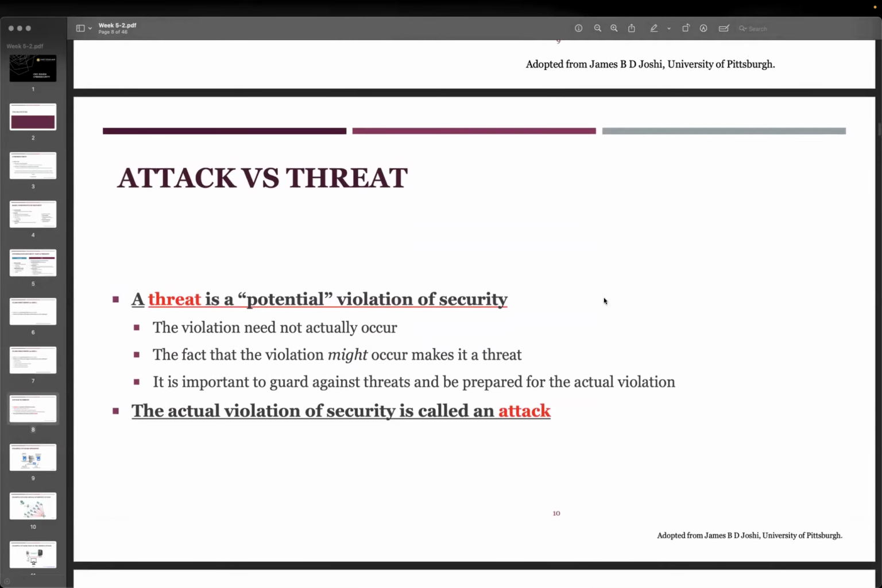Now let's dive into attacks versus threats. A threat is a potential violation of security. We will perform certain actions. Threats need not actually occur, but the fact is that the violation might occur, which makes it a threat. So it's important to guard against threats and prepare for the actual violation. When a violation of security actually occurs, we call it an actual attack.